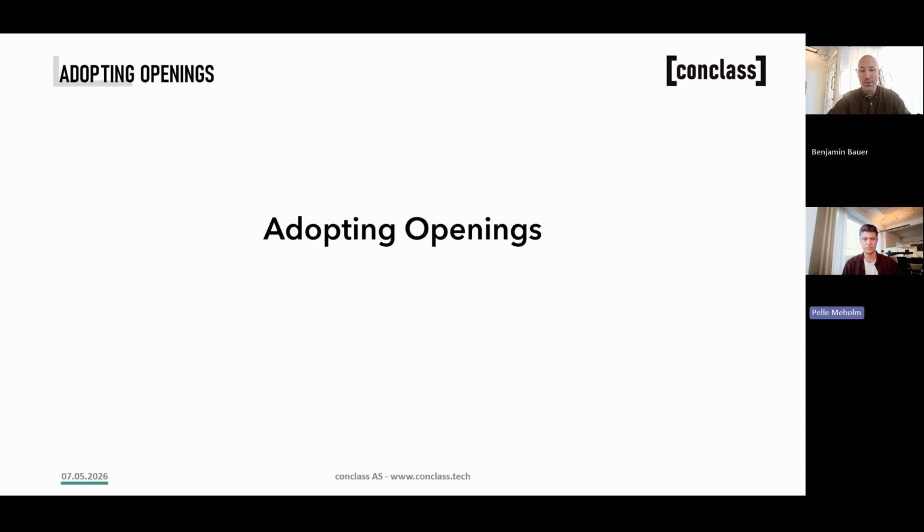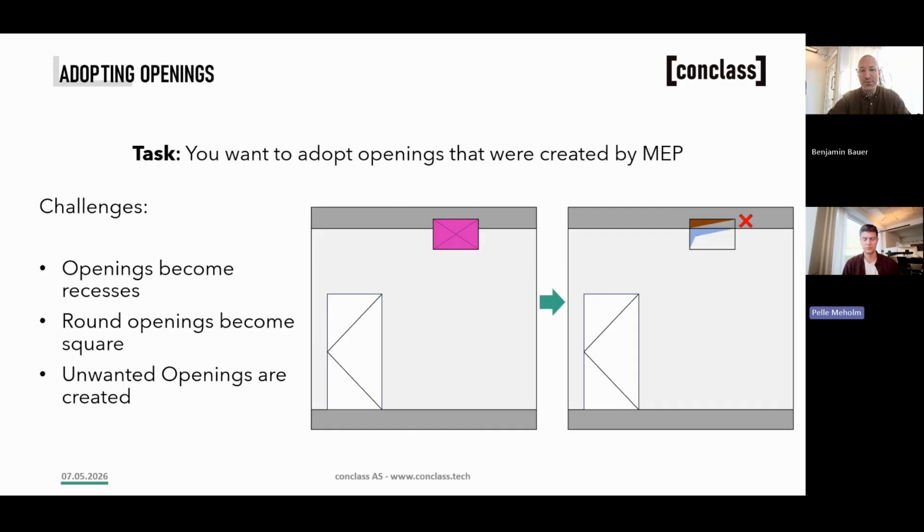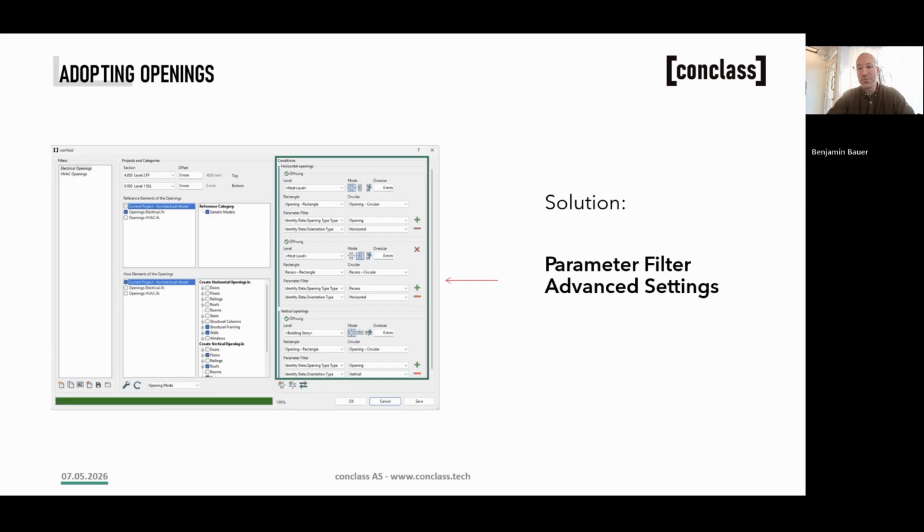Coming to the topic of adopting openings. Let's say you want to adopt openings that were created by MEP and you're running into challenges like openings become recesses, or round openings become square, or unwanted openings are being created. For example, you might have the challenge that an opening is intersecting a floor slab and a wall at the same time, and when you're adopting the openings, a wall opening is created and a floor recess is created. Your solution for this is to use ConVoid's parameter filter and advanced settings.